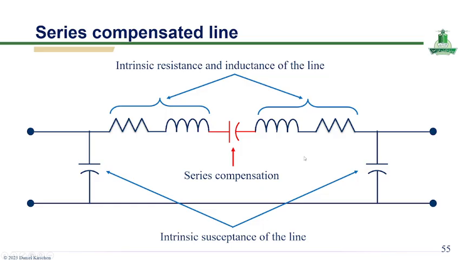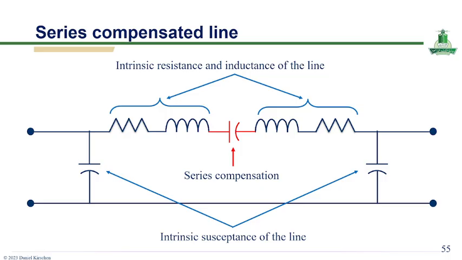Okay, this slide illustrates the concept of a series compensated transmission line. Transmission lines naturally contain resistance, inductance, and shunt susceptance, which influence power transfer capability and system stability.